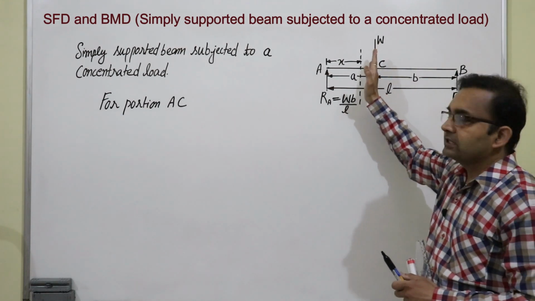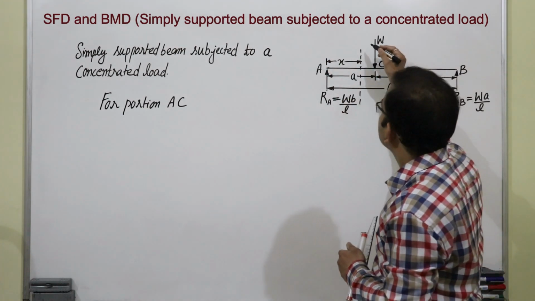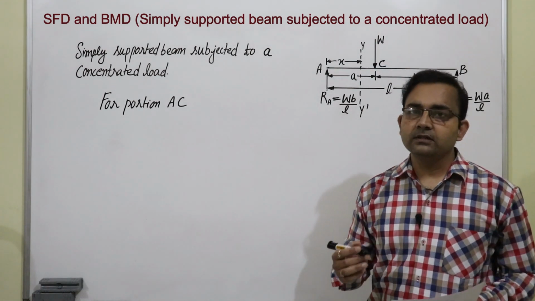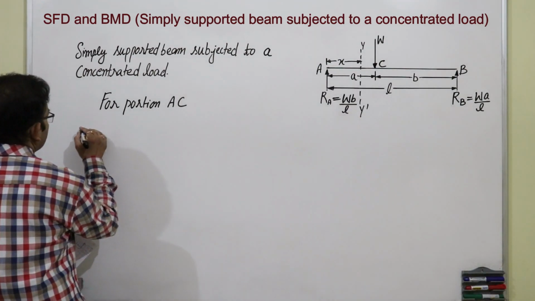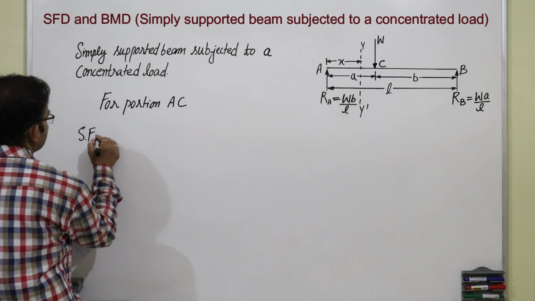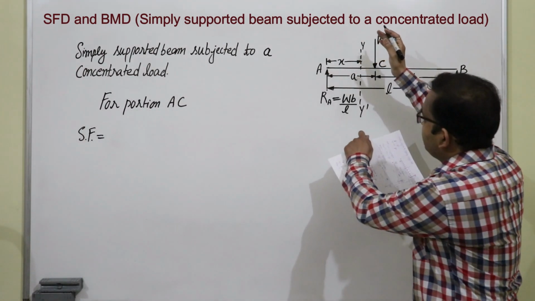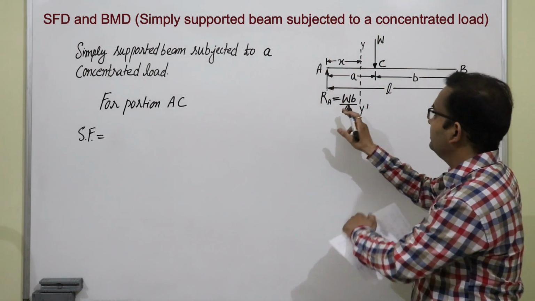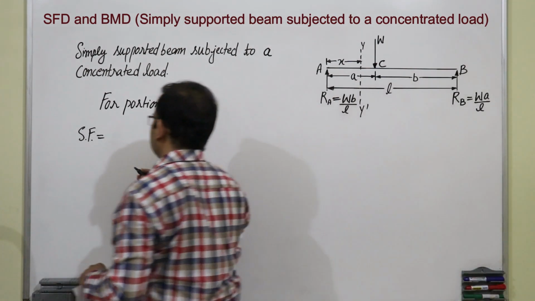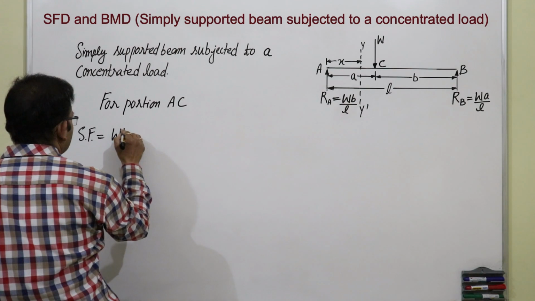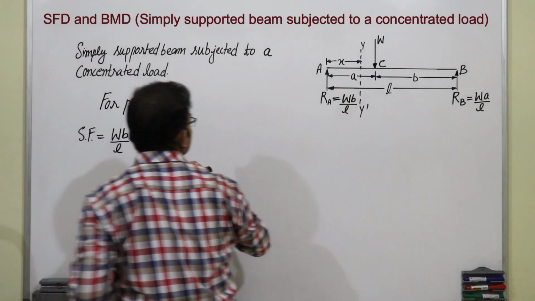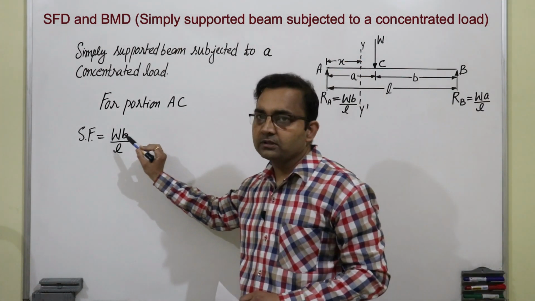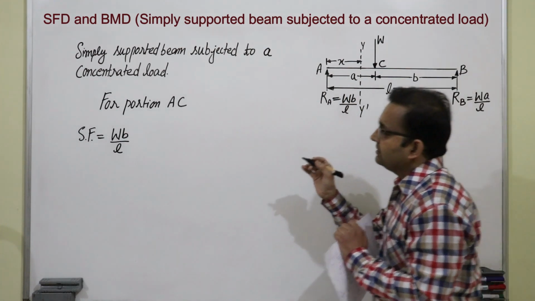We will see towards the left of this section, we are naming it y dash. First we will write for shear force. Shear force: towards the left of this section there is one shear force which is RA equal to WB by L, and it is acting upward, that's why it is positive. So, it is constant.